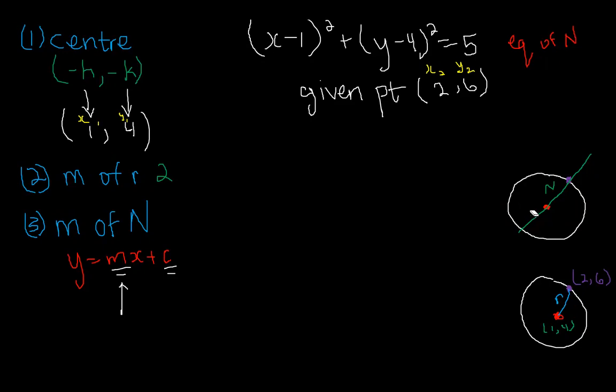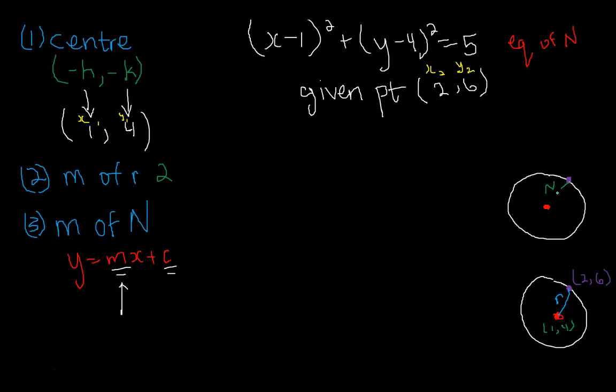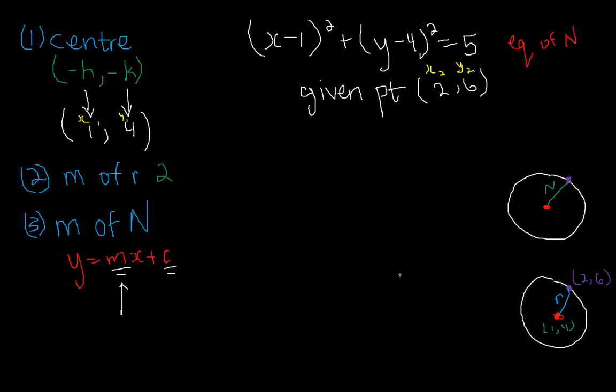If I shorten this line, instead of having that long line for the normal, and I just put it here, it looks like the same thing. The radius looks just like the normal. So that means that the gradient of the radius, we found out that's 2, would be the same as the gradient of the normal.